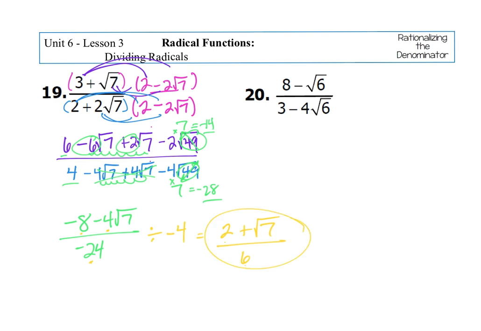We can't divide this 2 and 6 because remember, when you have more than one numerator, everything in the numerator, all those coefficients have to divide by the denominator. Square root 7 has a coefficient of 1, which will not divide by 6, so therefore we are done.